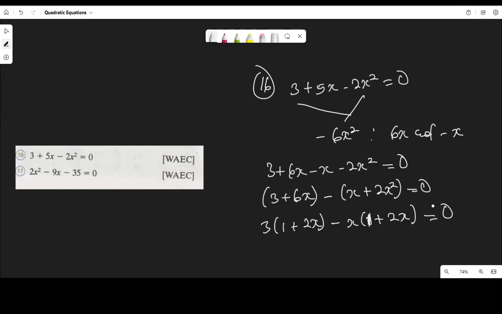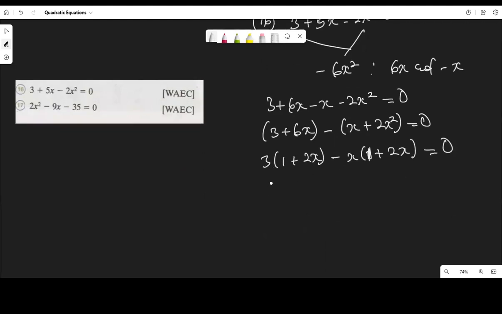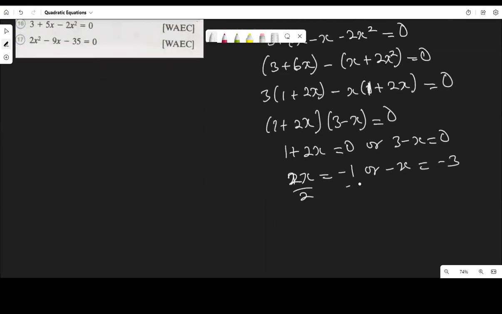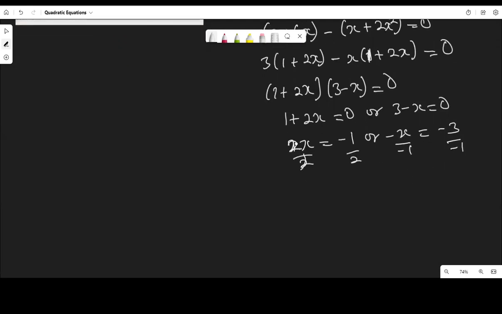equal to 0. We have a common factor 1 plus 2x, 1 plus 2x, and 3 minus x equal to 0. Either 1 plus 2x is equal to 0 or 3 minus x equal to 0. That means 2x is equal to, moving this here, that is minus 1, or minus x is equal to minus 3. Dividing both sides by 2. Here we divide both sides by negative 1. So that these two will cancel.